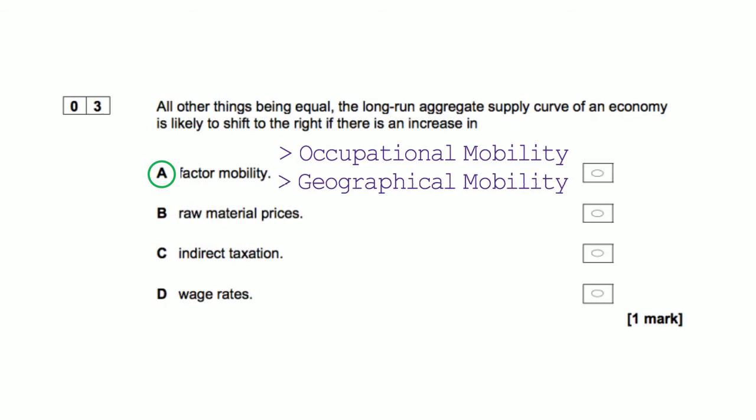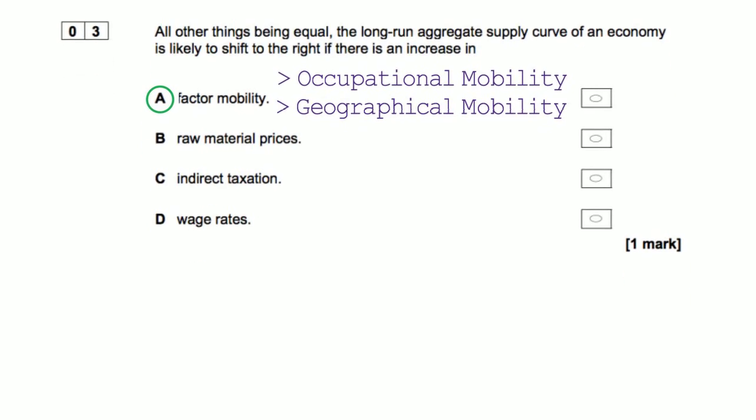Option C is an increase in indirect taxation. Indirect taxation is taxes on goods and services, so it's taxes on consumption. If there was to be an increase in indirect taxes, it would affect the aggregate demand in the economy. Therefore, this answer is wrong.